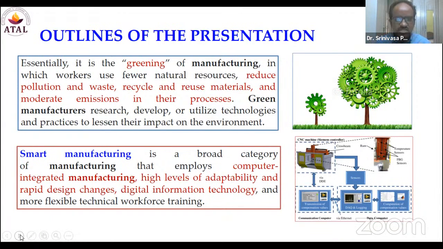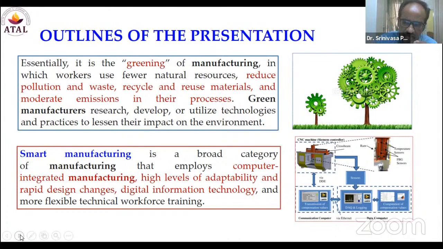Today, I'm going to present a system under smart manufacturing, in the first category. So I hope my topic will be justified to be presented as part of this particular session. It is a subsection of this session, known as green technology and smart manufacturing.